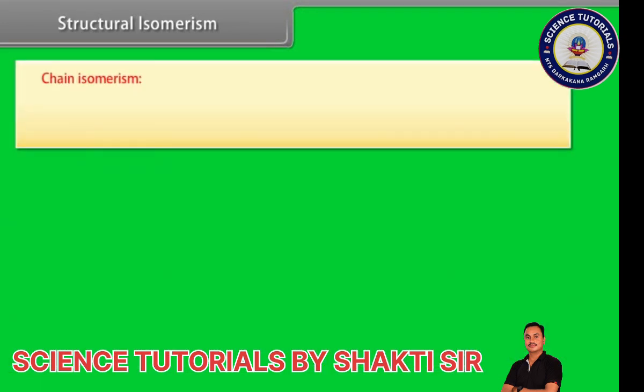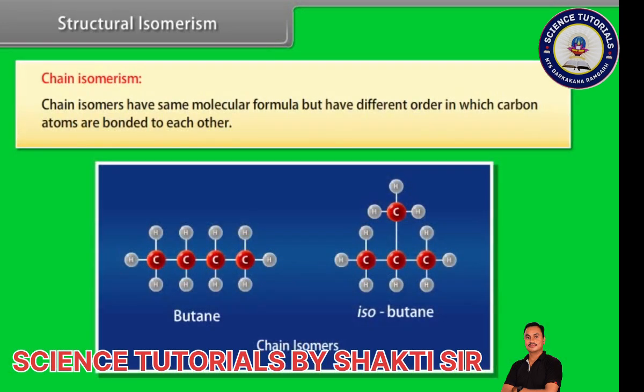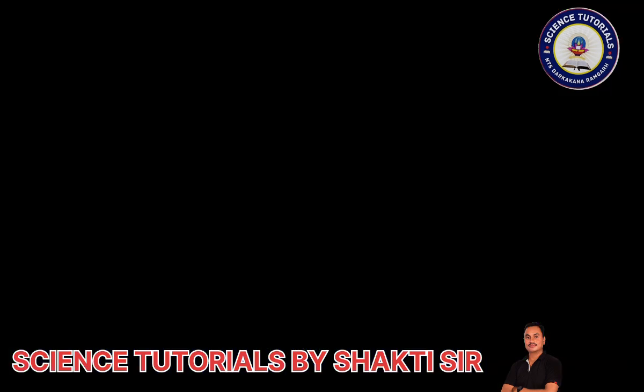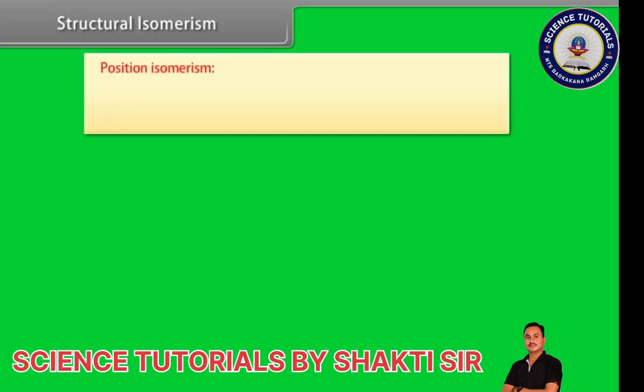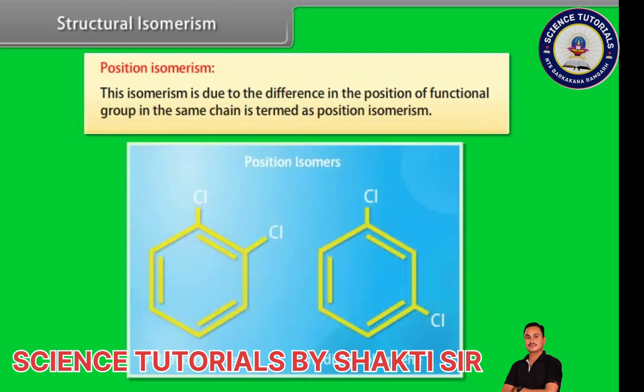Chain isomerism. Chain isomers have same molecular formula but have different order in which carbon atoms are bonded to each other. Structural isomerism. Position isomerism. This isomerism is due to the difference in the position of functional group in the same chain, is termed as position isomerism.